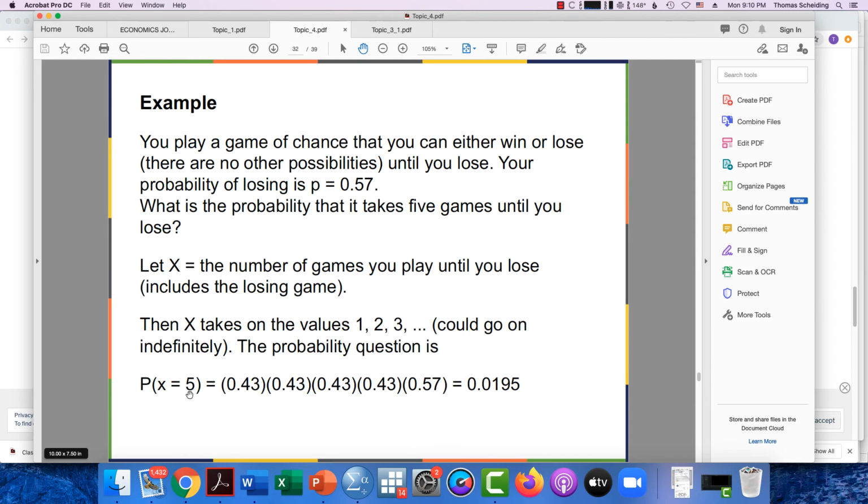Now, we can understand this with a game of chance. What's the probability that it takes 5 games until you lose if there's a 57% chance of losing? Well, if there's a 57% chance of losing, there's a 43% probability of winning. And if you play this game 5 times, what the probability is of winning it 4 times and losing it the 5th time, right? In this case, if you play the game 5 games and on the 5th time you lose, because after you lose you don't play anymore, there's a slightly under 2% chance of that occurring. Not very likely.